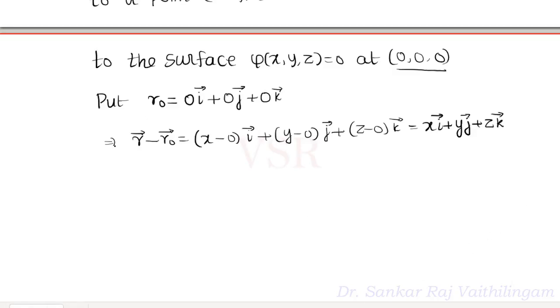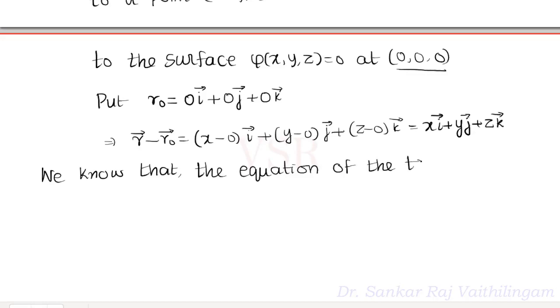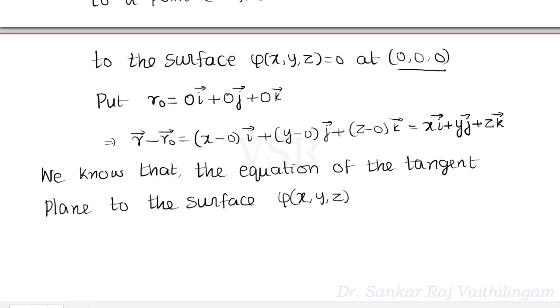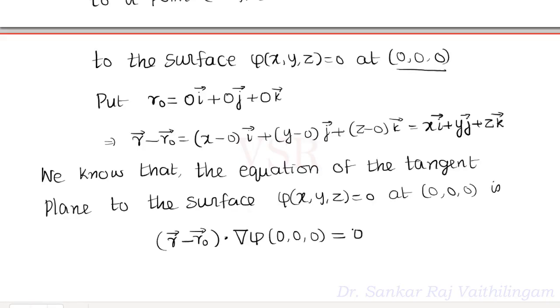Okay, we know that the equation of the tangent plane to the surface phi of x, y, z which is equal to 0 at 0, 0, 0 is: r vector minus r naught vector, dot product with del phi at the point 0, 0, 0, which is equal to 0. So this will give the equation of the plane.